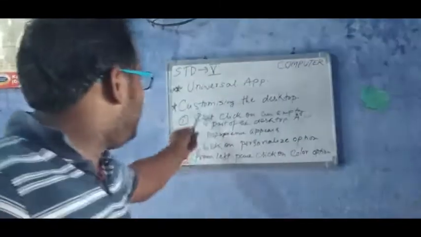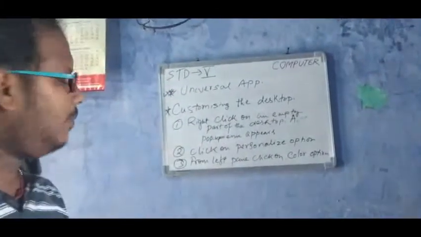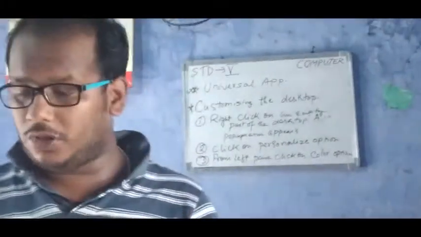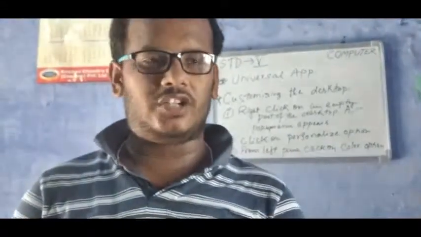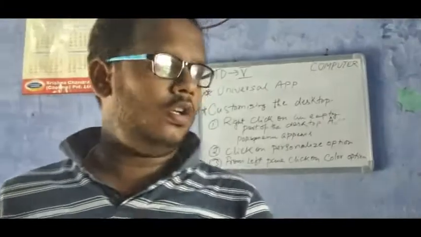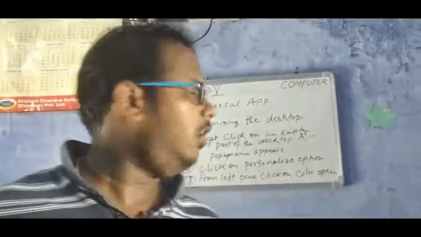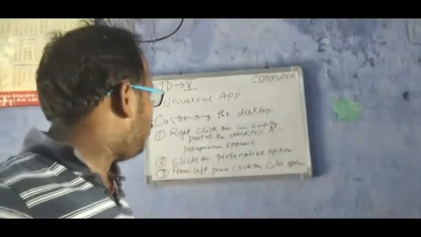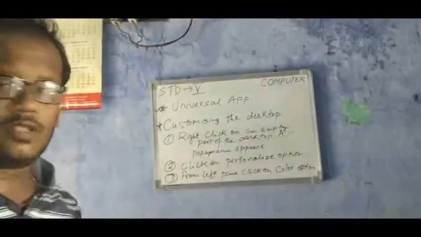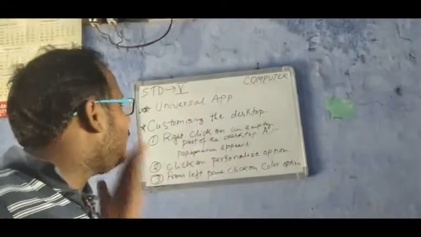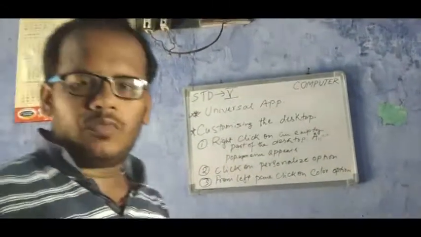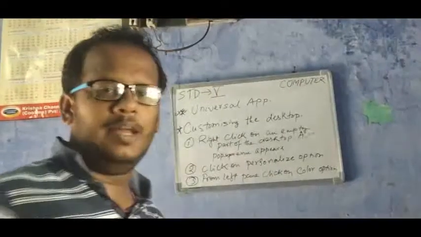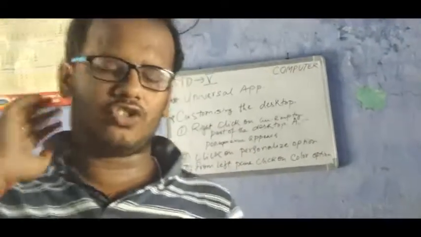Now customizing the desktop. Customizing means modifying the desktop: how to make it look good, how to make it more designable. There are 5 steps. Right click on an empty part of the desktop, a part where icons are not there.